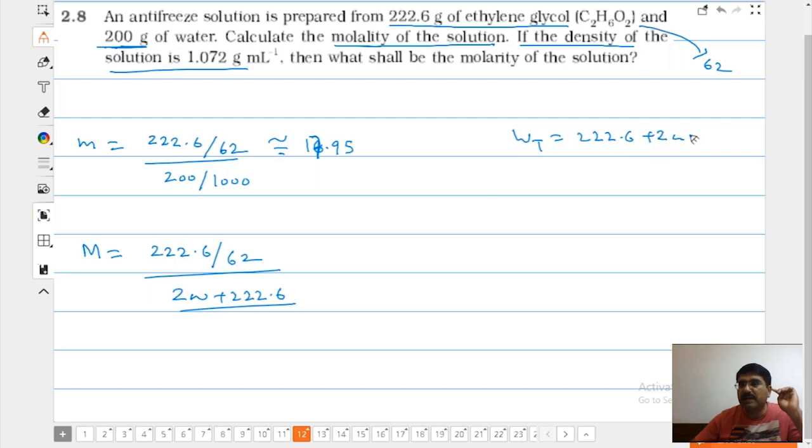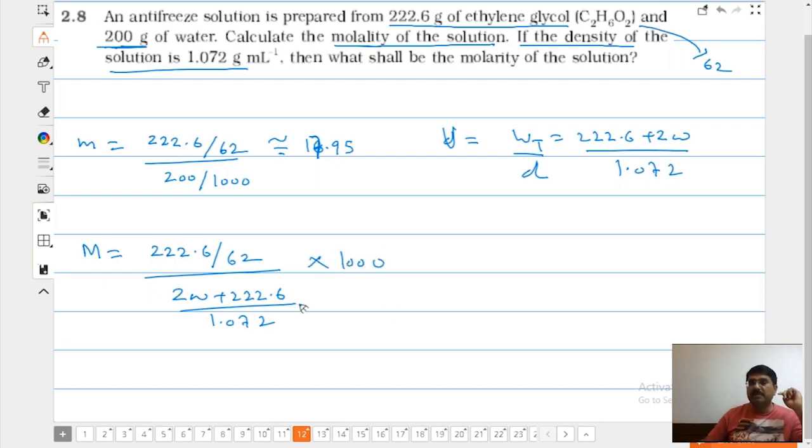222.6 plus 200. What is the volume? Volume is weight by density. And what is the density? 1.072. Correct? And this is going to be divided by 1.072 multiplied by 1000. 1000 समझ आया कैसे आया? Because this is in gram. I have to make it in kilogram.